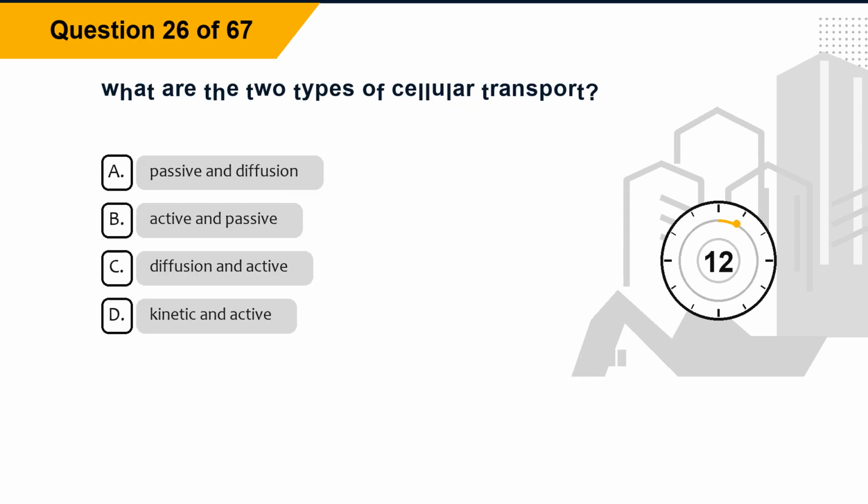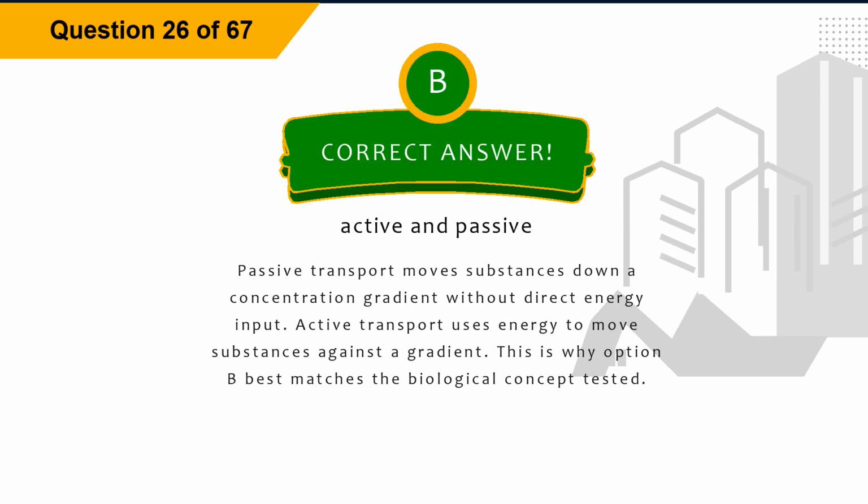Question 26. What are the two types of cellular transport? Option A, passive and diffusion. Option B, active and passive. Option C, diffusion and active. Option D, kinetic and active. The correct answer is option B, active and passive.